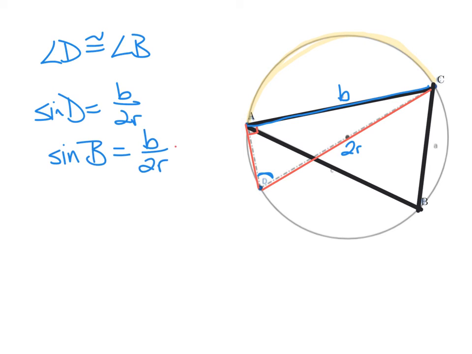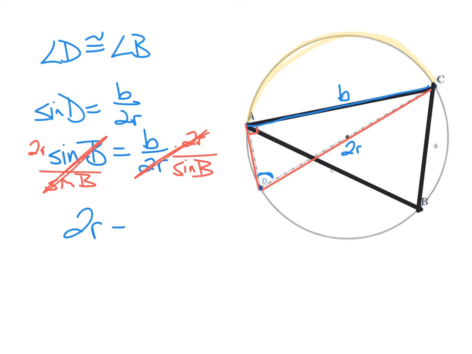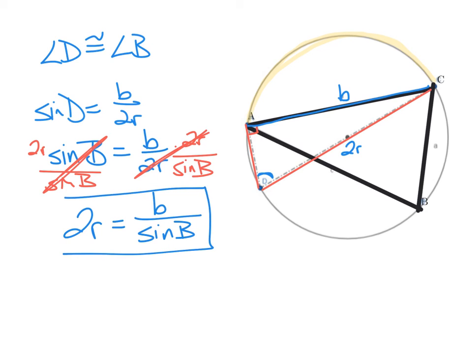Next, we whip out a little algebra, multiply both sides by 2r, and divide both sides by the sine of B to get a little canceling to happen. Over here we'll get those to cancel, over here the sine B's will cancel, and what we're left with is that 2r, the diameter, is equal to b over the sine of B, which is very similar to our last result, which said that 2r is equal to c over the sine of C.